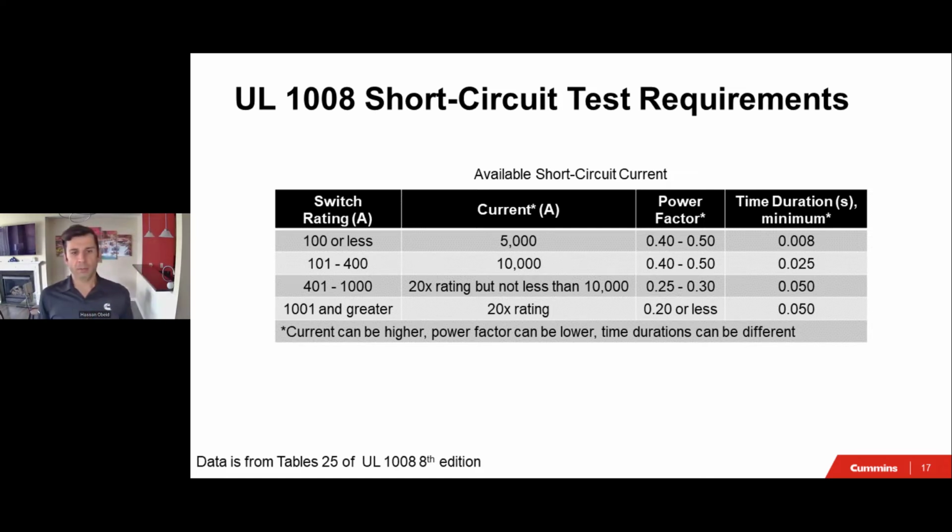Now, note that this is as a minimum. So if a manufacturer wants to test a 40 amp transfer switch at 30,000 amps, I don't know why they would do that, but they could do that. But as a minimum, they require the manufacturer to list to whatever I'm highlighting here in this table. So a specific power factor for a minimum specific duration.